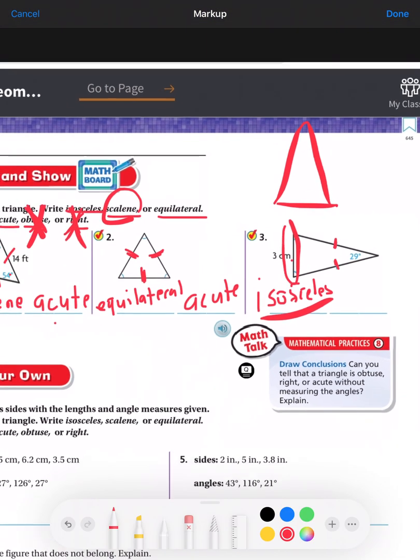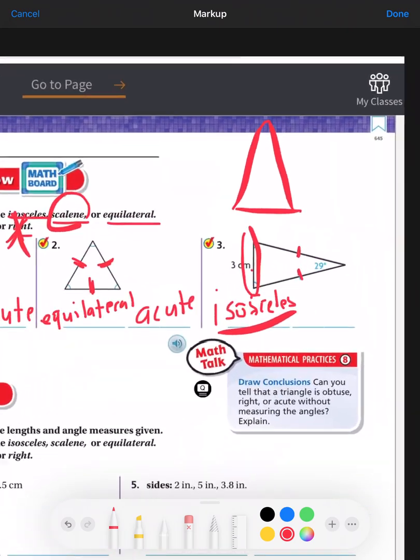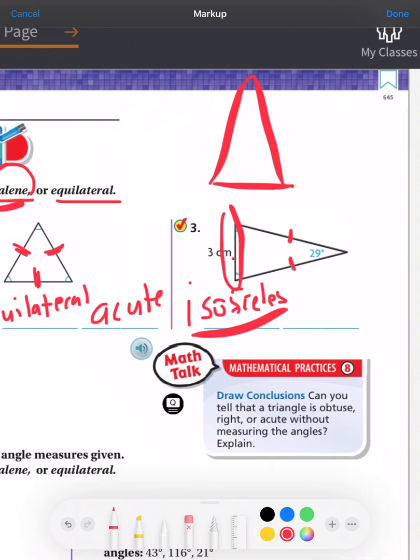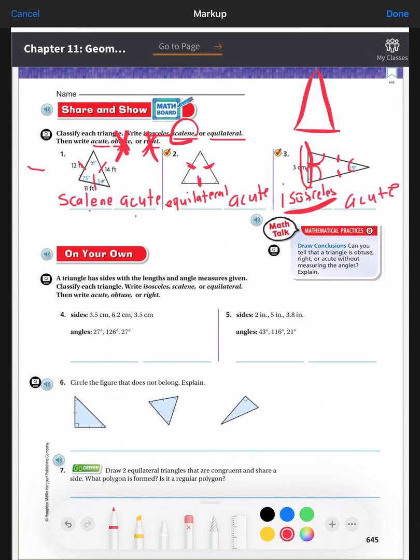And when we think about the angles, is it acute, obtuse, or right? And once again, we got less than 90 degrees, less than 90, less than... This guy is an acute triangle. Certainly not obtuse, and I don't see any right angles there. So look at that. Each one of these triangles has two different names. Scalene acute, equilateral acute, isosceles acute. Aren't they cute little triangles? Yes, they are, because they all have less than 90 degrees.